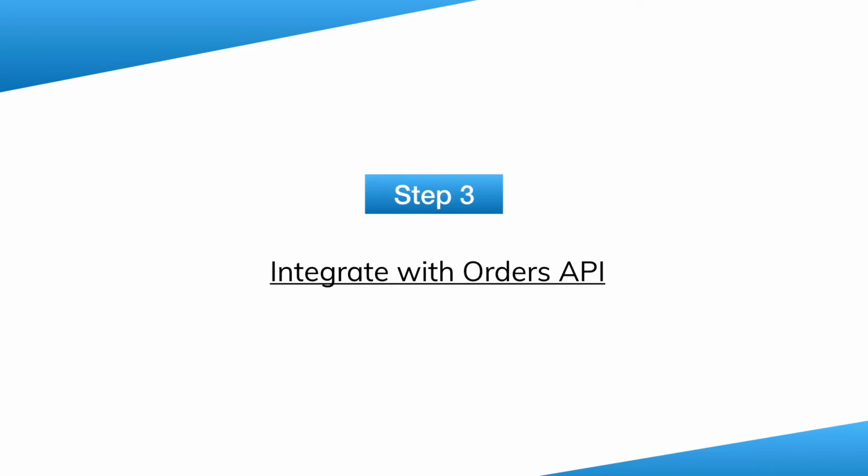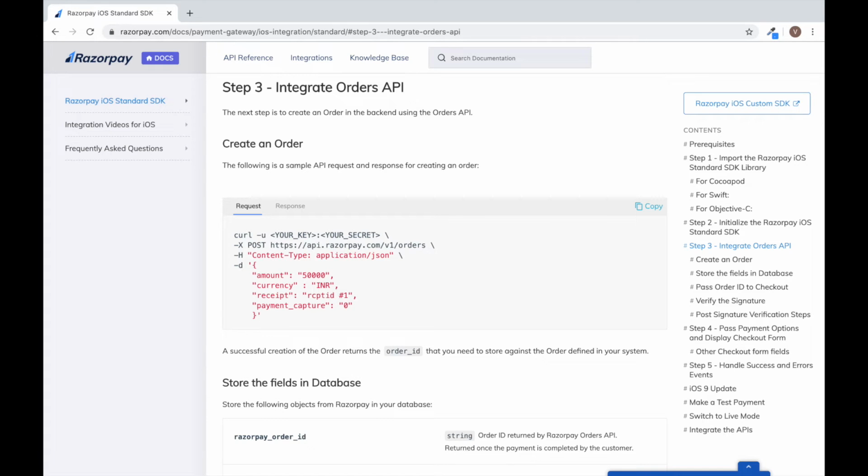Step 3. Integrate with Orders API. Orders help in binding multiple payment attempts against a single order ID and automatically change the status of payments to captured. You can integrate orders in your server side using the Orders API. Ensure that the order ID is generated dynamically and sent to the checkout payload that you will be adding in your app. You must make provisions to verify the payment signature that will be returned by Razorpay on every successful payment.